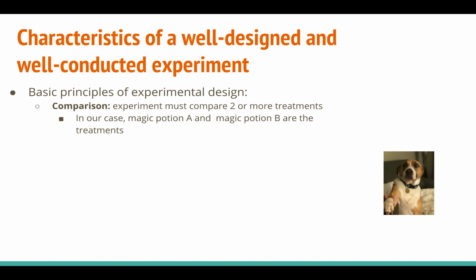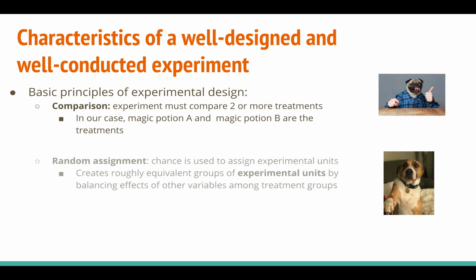A well-designed experiment must first utilize comparison. Comparison is when you compare the results of two or more treatments. In this case, our treatments would be Magic Potion A and Magic Potion B, and we are comparing the results of each potion. Next, a good experiment must have random assignment, where chance is used to assign treatments to experimental units. It creates roughly equivalent groups by balancing out the effects of other variables.